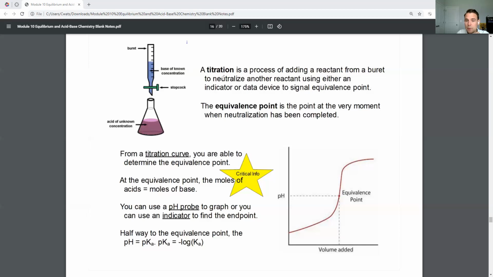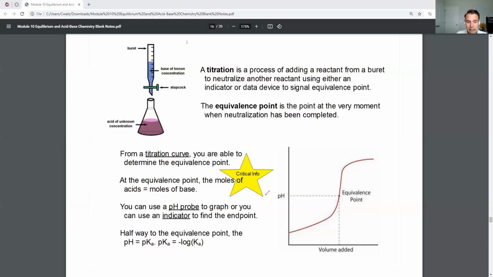We do this until we get to the equivalence point, the very moment when neutralization has occurred. So at the equivalence point, the moles of acid is equal to the moles of base because they neutralize, cancel each other out, okay?